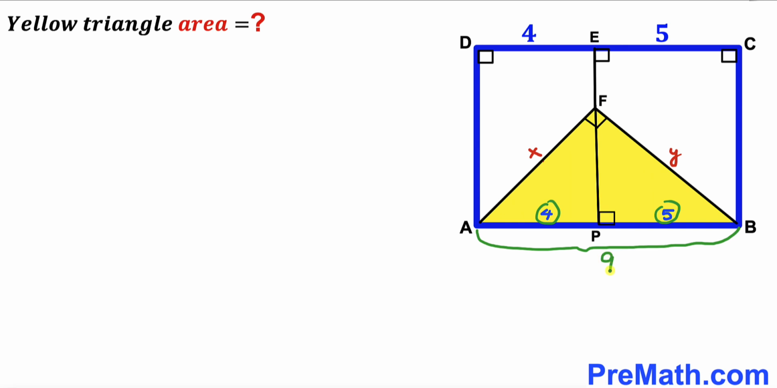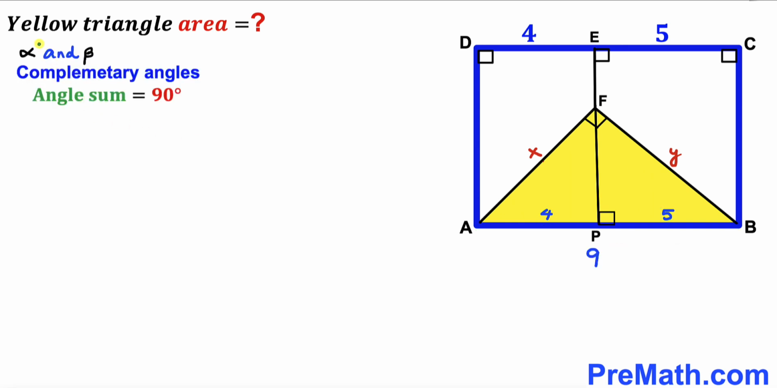So the whole side AB is 4 plus 5, which gives us 9 units. Now let's assume that alpha and beta are two complementary angles. In other words, alpha plus beta must be equal to 90 degrees. Let's assume this angle is alpha. We know this whole angle is 90 degrees, so this angle has to be beta.